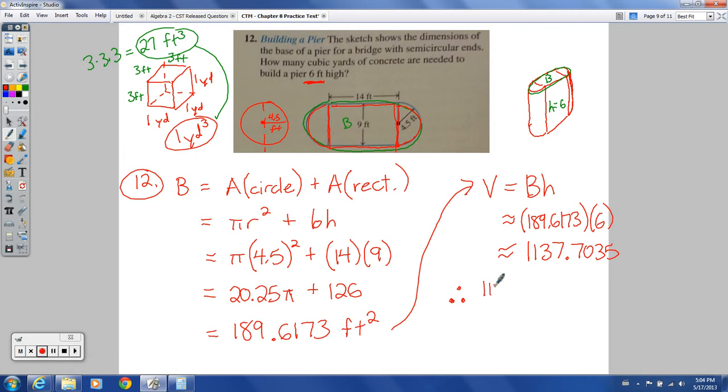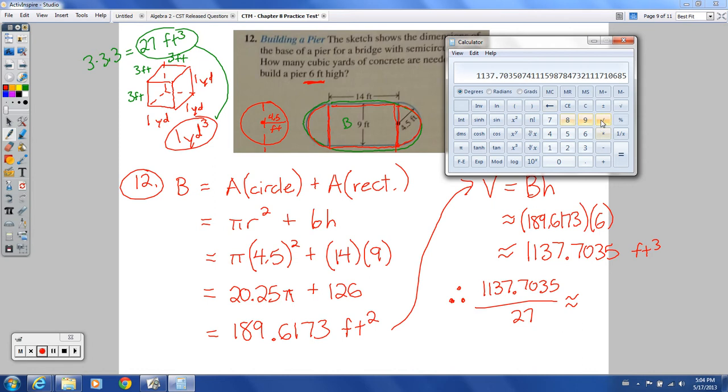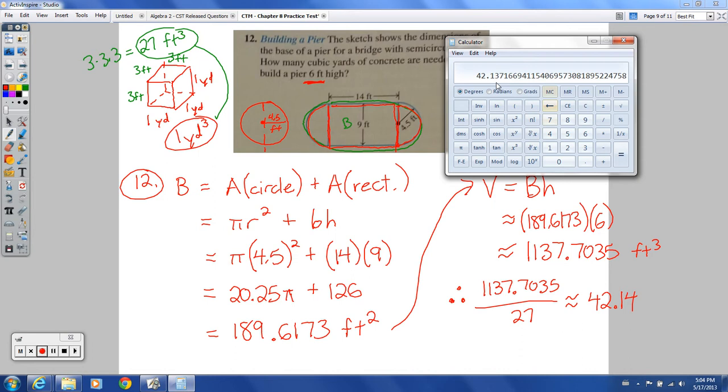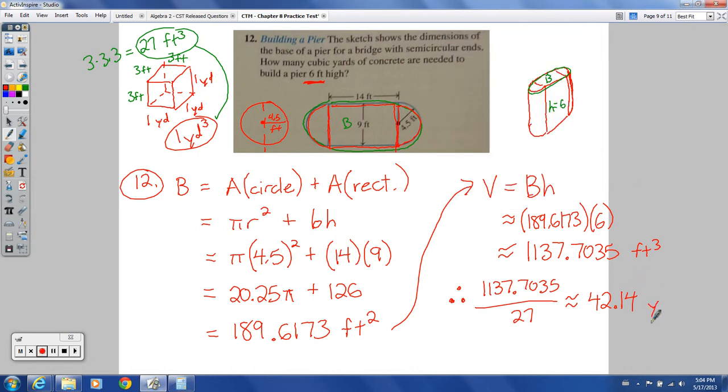That should work now. So I've got this divided by this should be my number of, this is feet cubed, this should be my number of yards cubed now. So I take that value, divide it by 27, and that looks better. So I've got 42.14 rounded off to 2 decimal places. That would round off to that right there. So this would now be yards cubed.